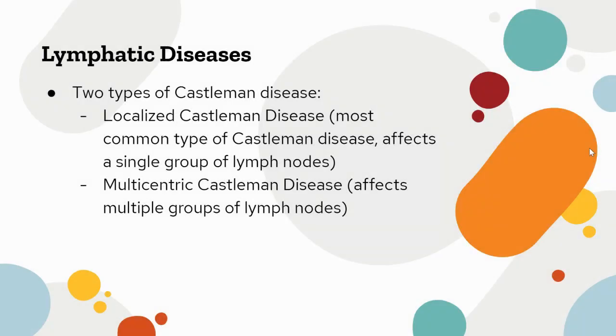There are two types of Castleman disease. The first one is localized Castleman disease. It is the most common type of Castleman disease and affects a single group of lymph nodes. The second one is multicentric Castleman disease. It affects multiple groups of lymph nodes and is much rarer. It is also common among people who have HIV.